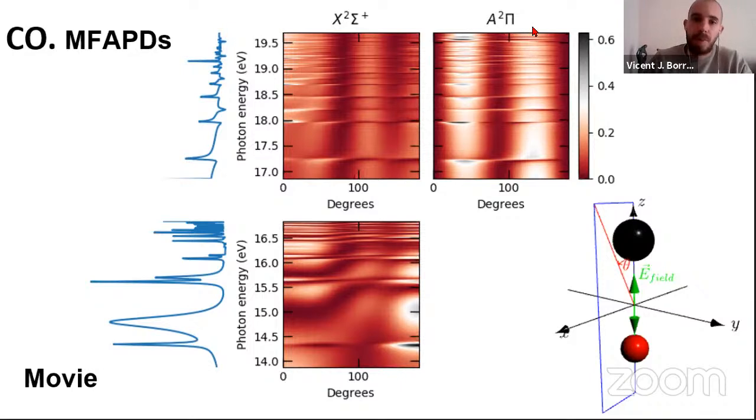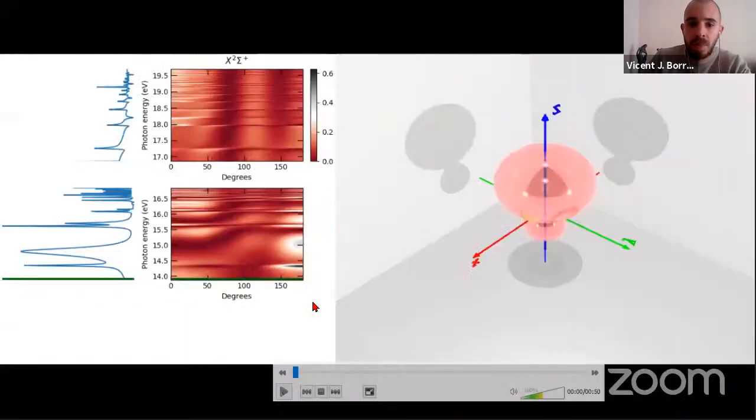In the continuum of the pi parent ion, we have two preferred directions that are 45 degrees and 135 degrees, and also resonances are changing the preferred direction. So I'm going to show a movie of that I think is very illustrative.